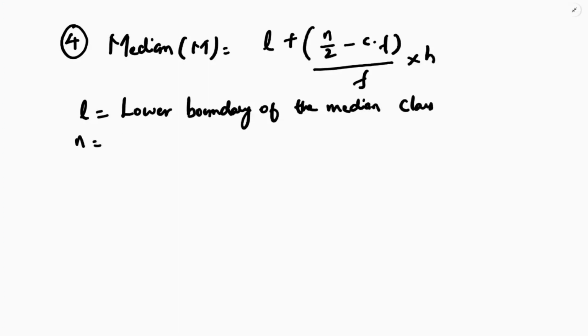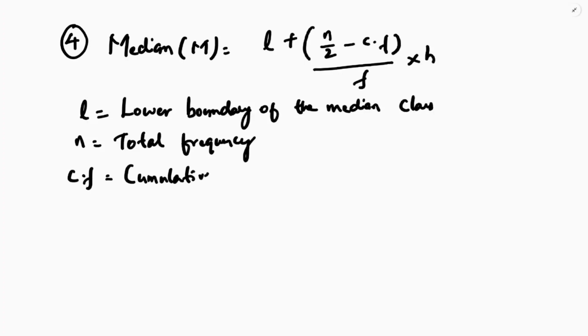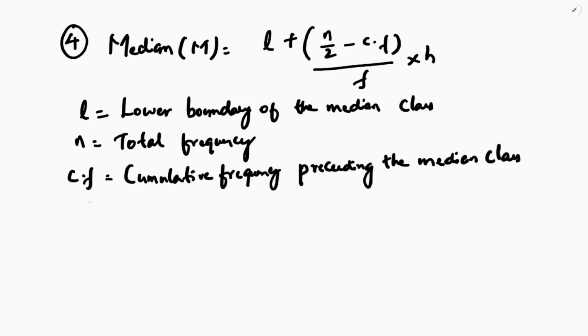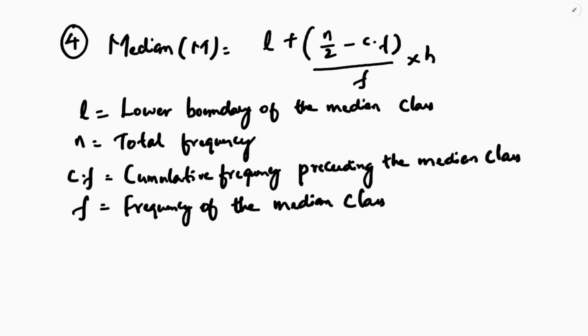Next, N is total frequency. CF is cumulative frequency preceding the median class. F is frequency of the median class. And H is class size.